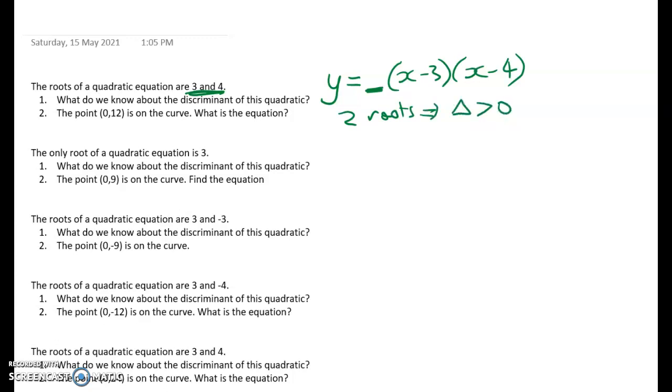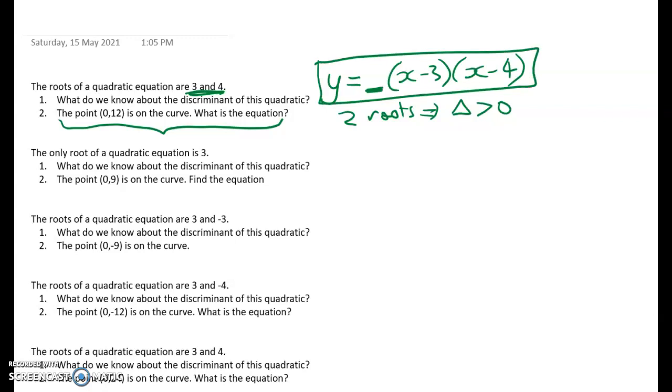Now, this last part of the question is asking me what the equation is. I'm told that the point (0, 12) is on the curve. So what is the equation? Well, so far what I know is that y is equal to something times (x minus 3) times (x minus 4), and we can call that scale factor k.